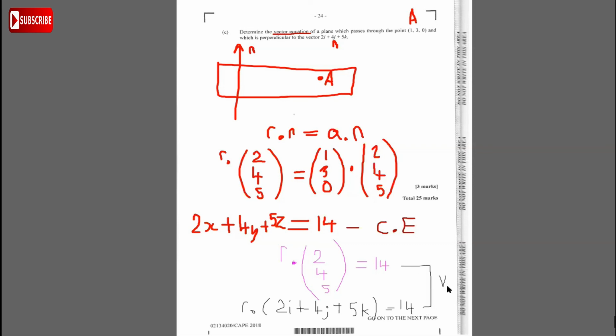All right, so anyway, it's up to you. Typically they usually ask to leave it in Cartesian, but this time they said vector equation. This completes question 4.